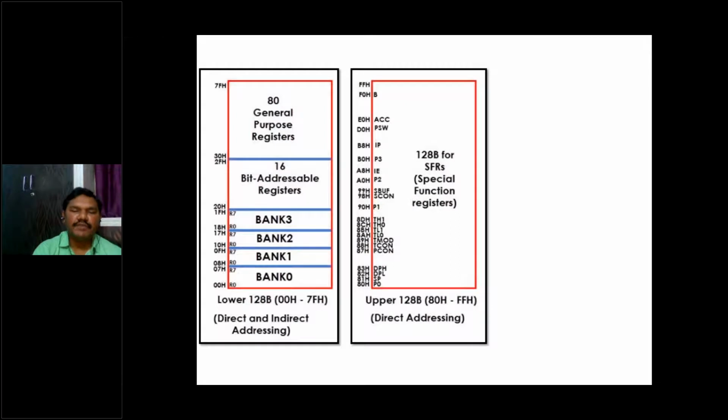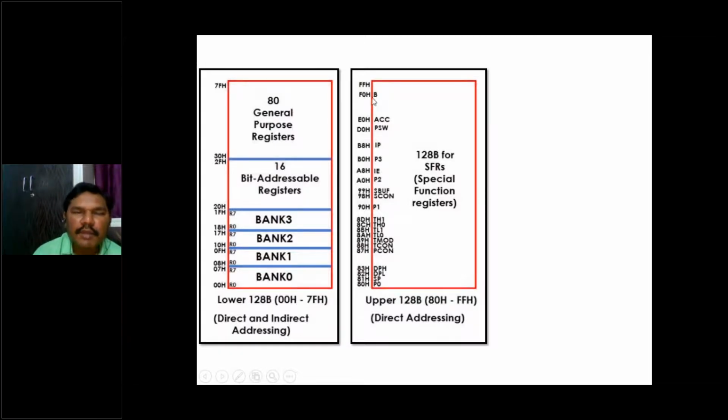Next to 128. So the first 128 we have seen. After 7F, we will have 80. 80 goes on increasing, and if I write all ones, it is equal to FFH. So the range 80 to FFH is used to store these registers.